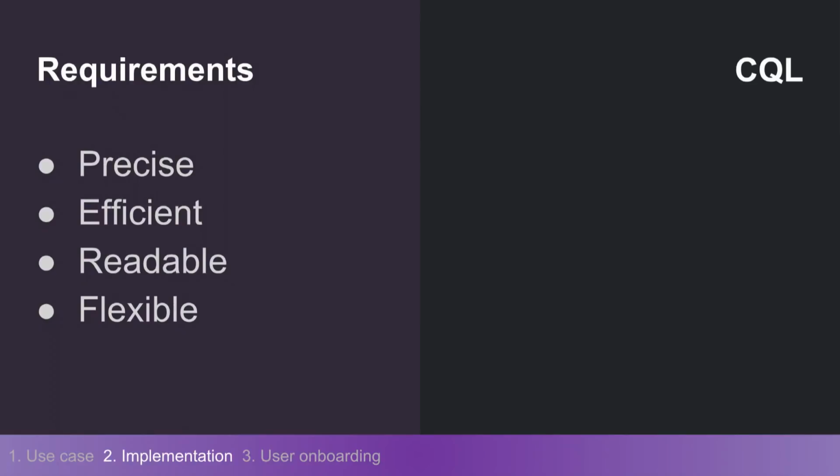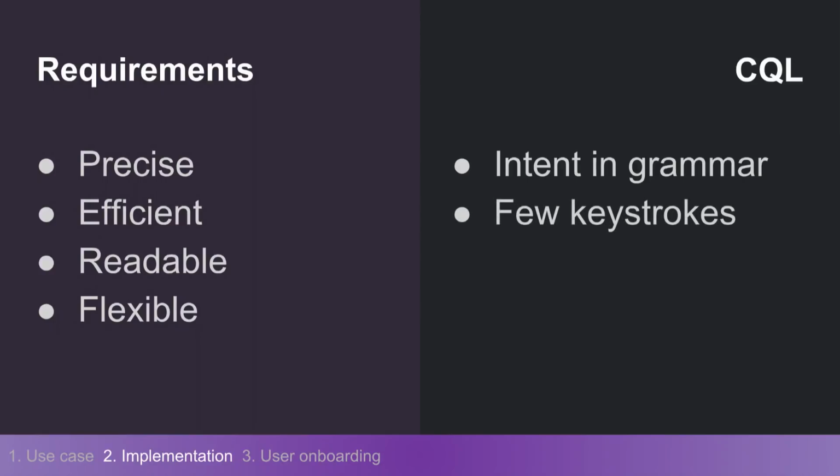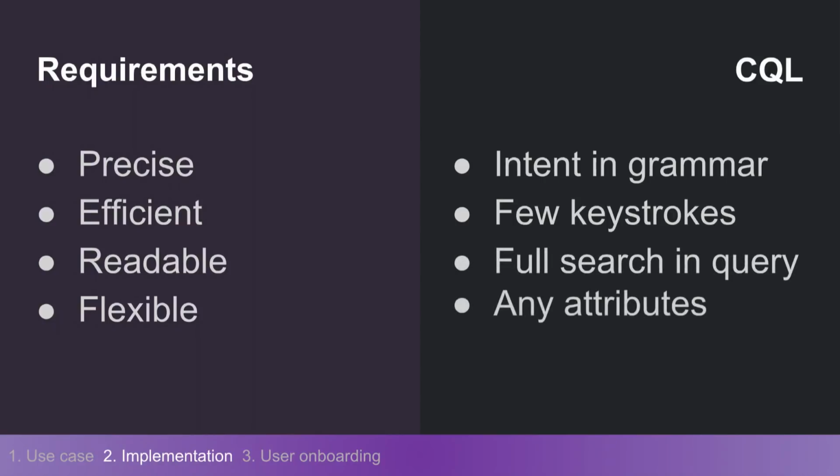I can implement it in my search, and it's matching actually all my requirements. So I have the intent, so that's precise. It's also efficient because I just have to type a few keystrokes to get results. It's readable because I have the full search in my query, and it's flexible because I can have any number of attributes, any number of furnitures. Flexible is actually up to you when you design your search language, so it's a balance to find.